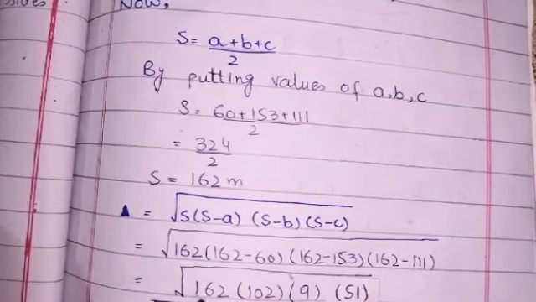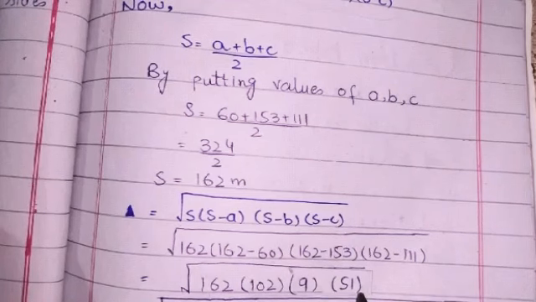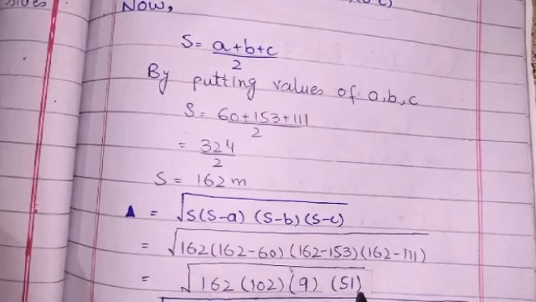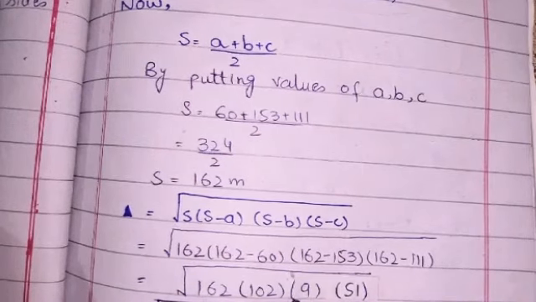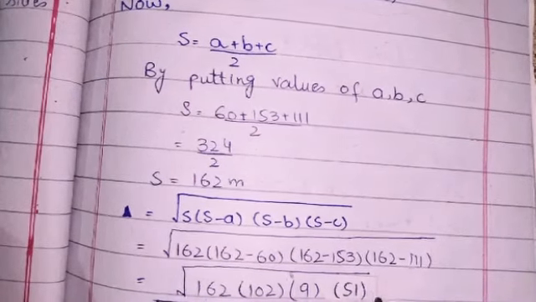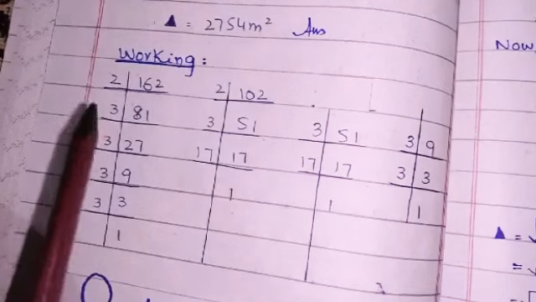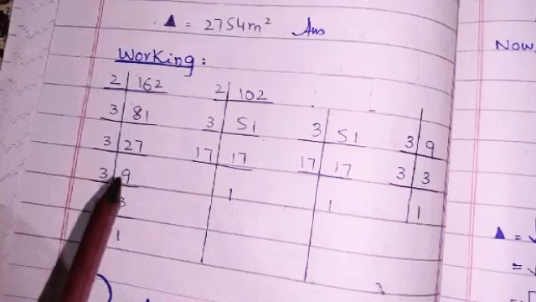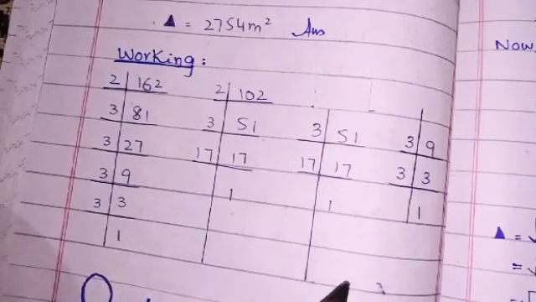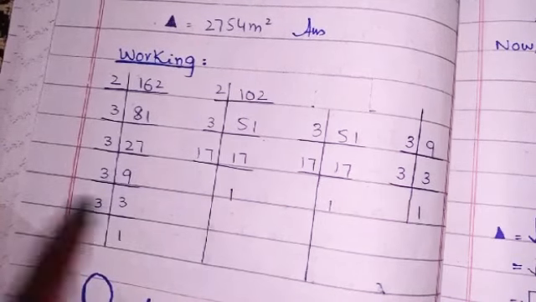Students, next we will simply multiply the four numbers and find the answer. But you are in grade 8, you are not allowed to use a calculator in your examination, so we will first find the factors of all numbers. Now students, here are our numbers: 162, 102, 51 and 9. Firstly we will find their factors. You all know how to find the factors.